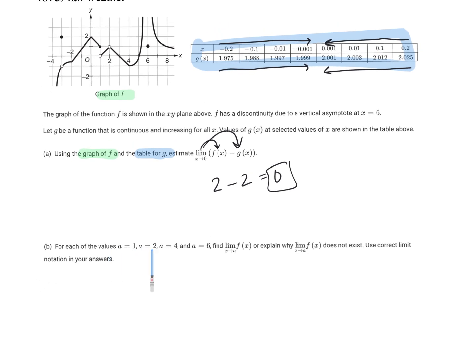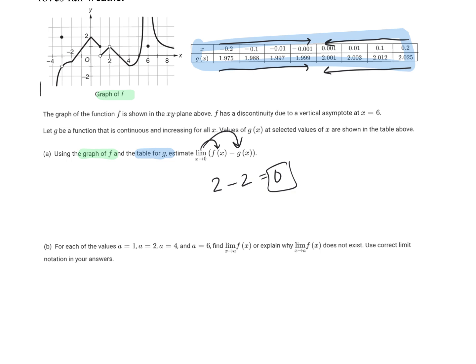Okay, this next one says, hey, this is very AP-ish. For each of the following values, A is 1, 2, 4, and 6, find the limit as x approaches A. Notice this A is reflecting right there all those A's. So we're going to have to do 4 different limits, or explain why that limit doesn't exist. Use correct limit notation. So this is when we hate writing that limit thing, but this is when you got to do it.